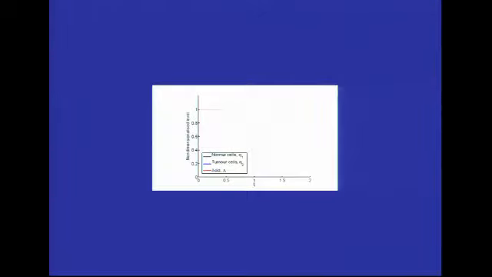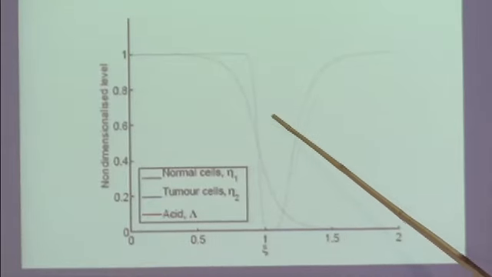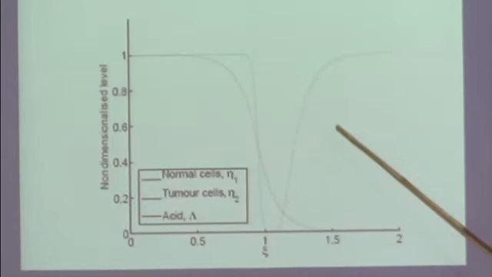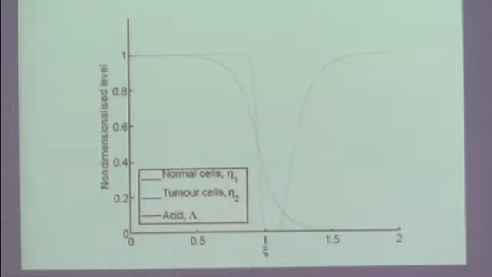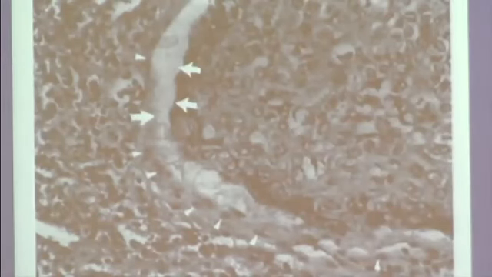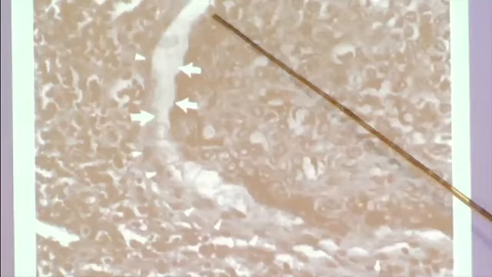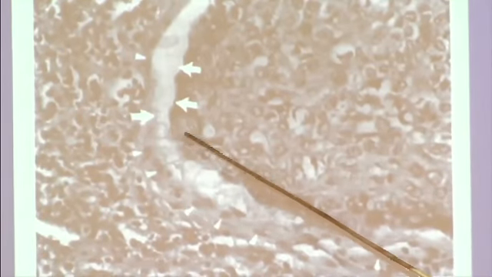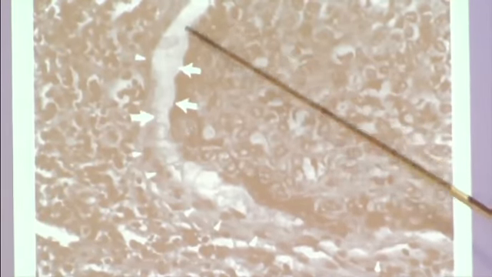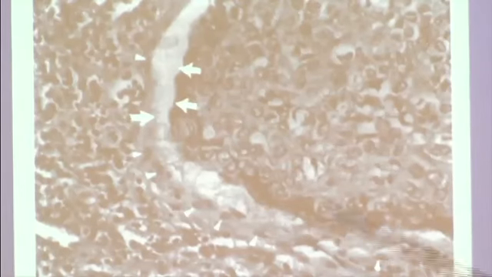So this model made by Gatenby and Galinsky, and these are their simulations, makes a prediction that you should see a gap between these two populations of cells. They went back and looked at their experiments to see if they could find this gap. And here you can see in many cases they found such a gap. Here are the tumor cells, here are the normal cells, and here's this gap that's predicted by the mathematical model.